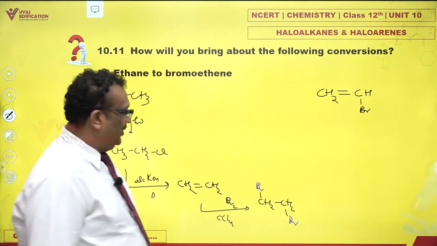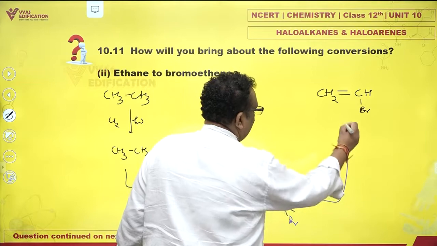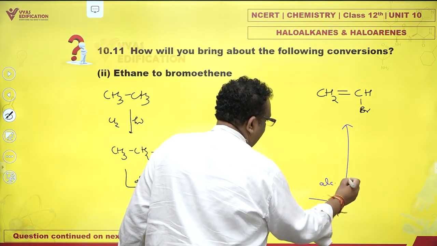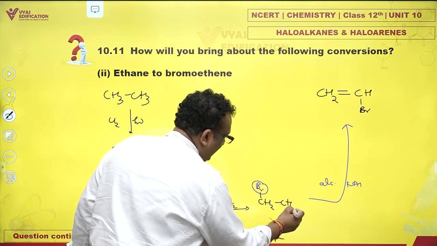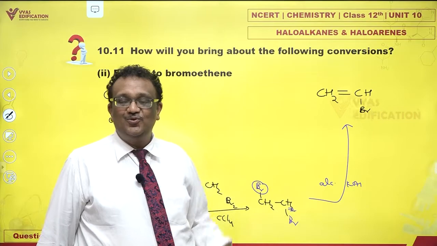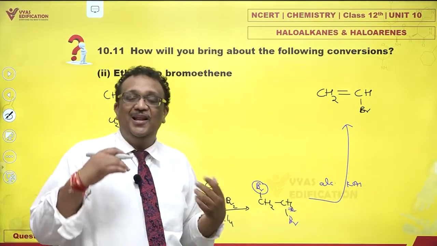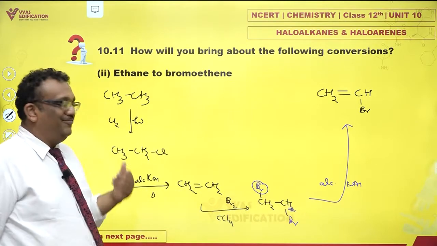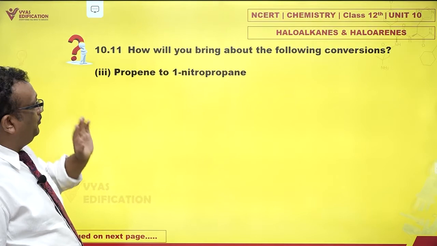What do I need to do? All I need to do is add alcoholic KOH. If I add alcoholic KOH, one Br and one H are eliminated. If I eliminate the remaining CH2, CHBr or vinyl bromide would be the answer. I don't even need an alkyne. I could just manage the alkene. This is the answer. Propene to nitropropane.